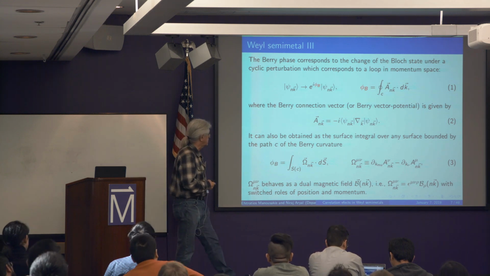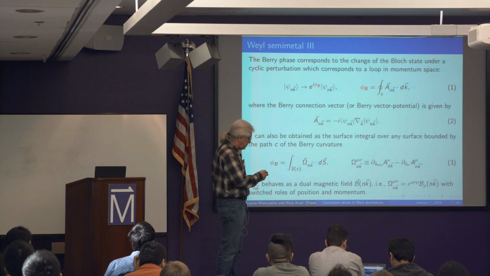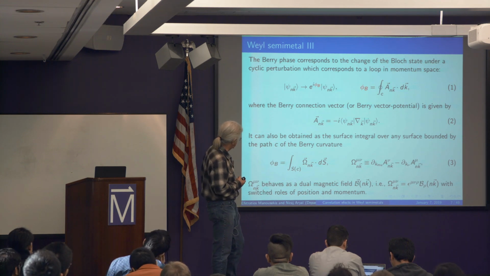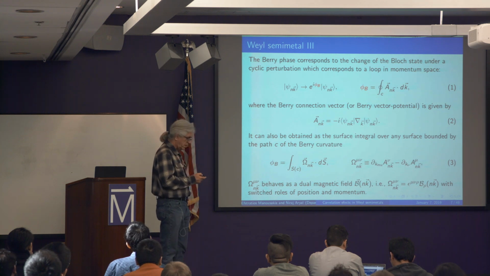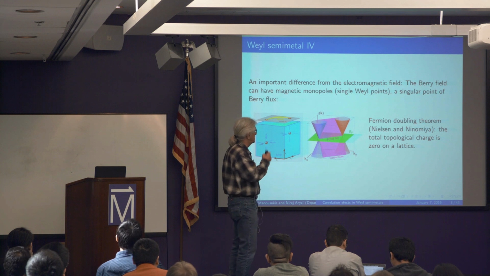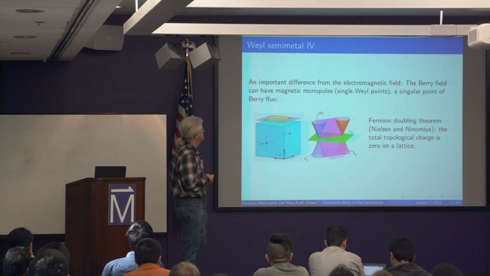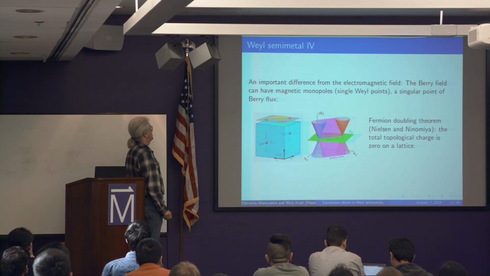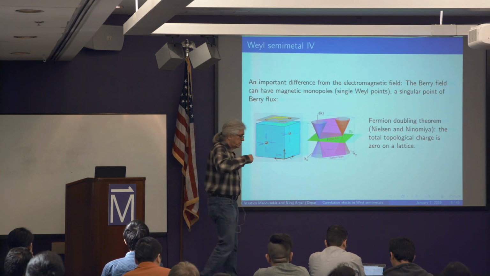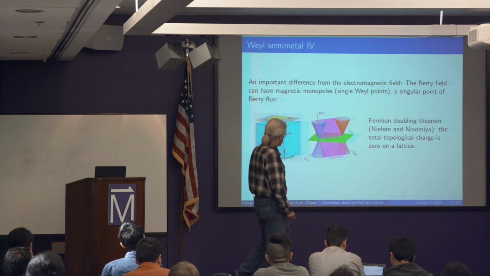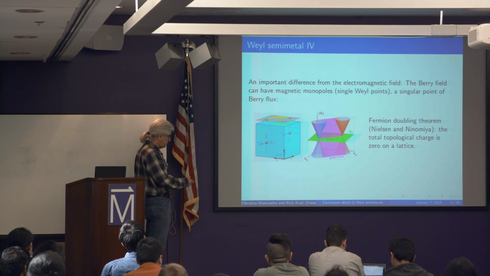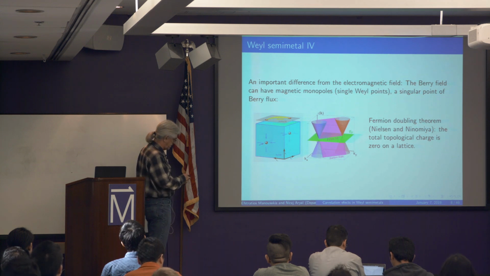But apart from the dual transformation, this corresponds to kind of a magnetic field, and this magnetic field is slightly different from the usual magnetic field. It's a magnetic field of Berry flux, and it allows for magnetic monopoles, if you want, in some sense. Although in a solid, as I said, they occur in pairs of opposite chirality or opposite Berry flux.